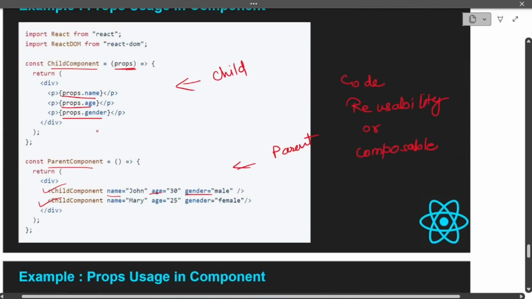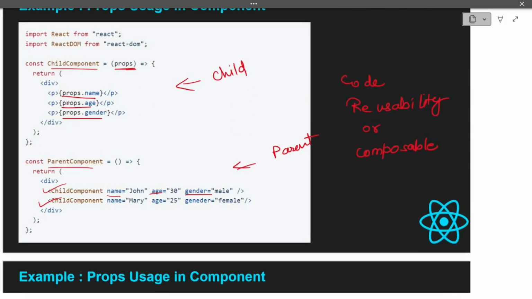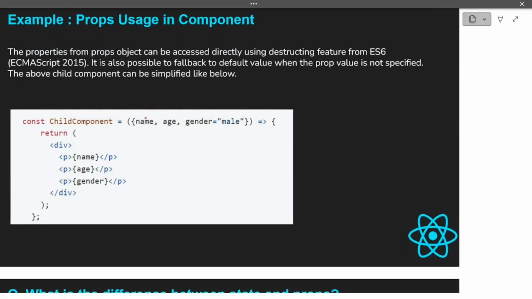One important point to note is that one way of using props values is this way: you get your props and then use props.name, props.age, props.gender. You destructure it on the go. Next, you can destructure it initially, at the starting point only. You don't have to first take props and then use props.name, props.age like the previous way. You can destructure while you are writing your component, so here in the curly brackets you can write name, age, and gender, and then use them at different places. The properties from the props object can be accessed directly using the destructuring feature from ES6, and this feature that you are seeing is an ES6 feature, not specific to React.